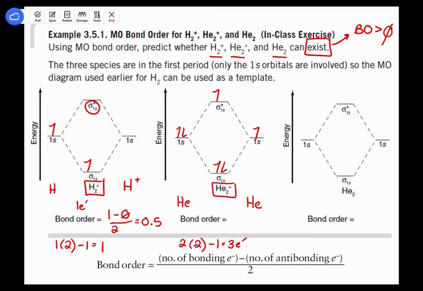So now we can calculate the bond order. So I have 2 electrons in bonding orbitals. From that, I can subtract 1 electron in an antibonding orbital. That gives me 1 divided by 2, which is a bond order of 0.5. So this bond order strength is going to be less than a single bond.